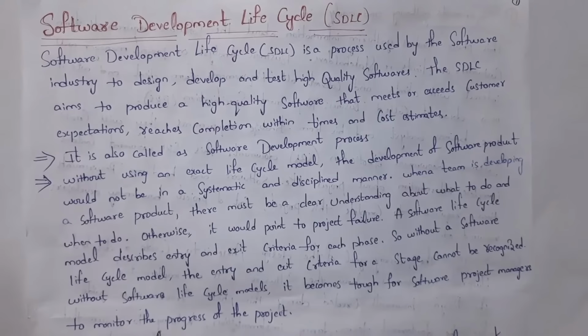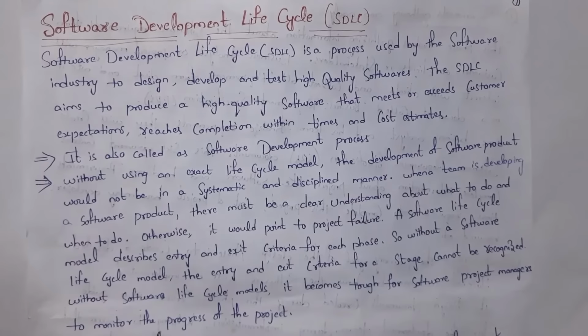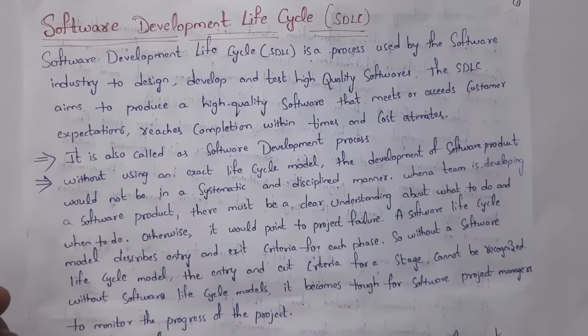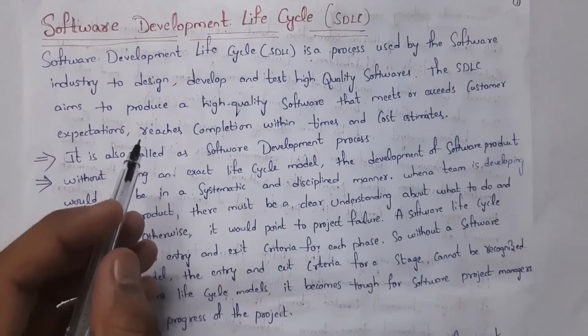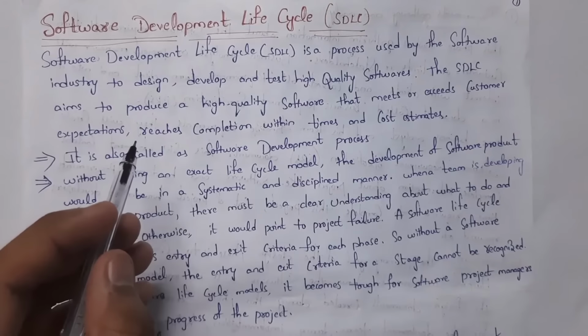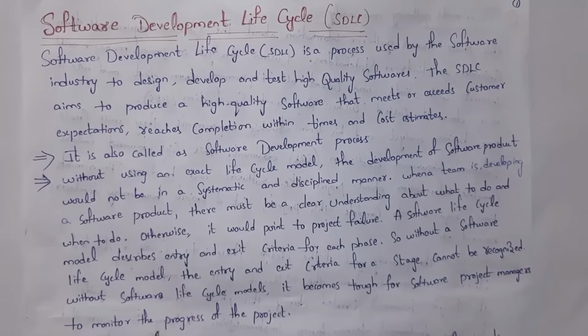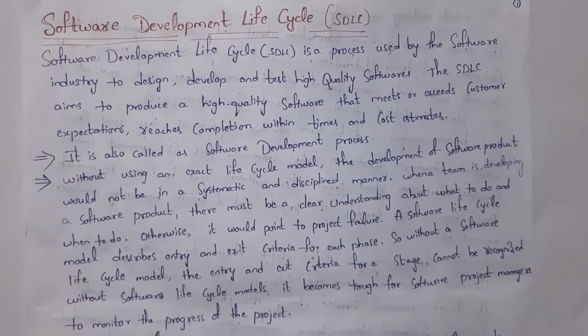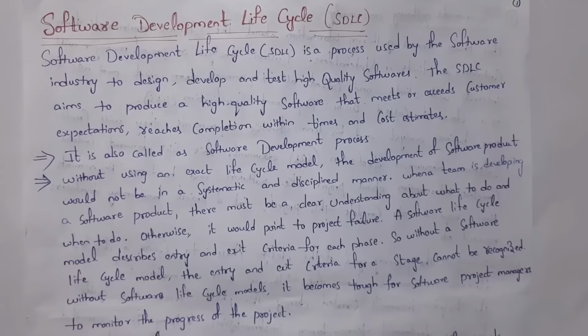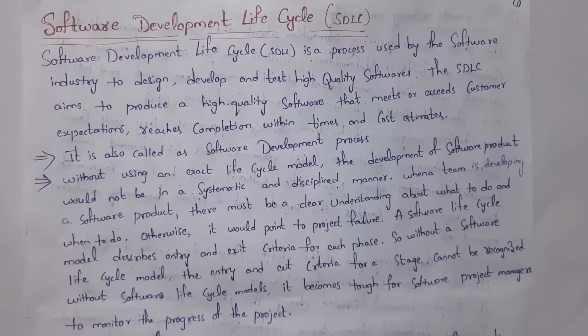The main aim of software development lifecycle is to produce high quality software. That software must reach customer expectations and the software must complete within short time with less cost. If you want to develop any high quality software, then without using any software development lifecycle, you cannot develop high quality software. For example, whenever any team is developing software, then they must clearly understand what to do and when to do. If they don't know what to do and when to do, then they cannot develop high quality software and their project may get failure.